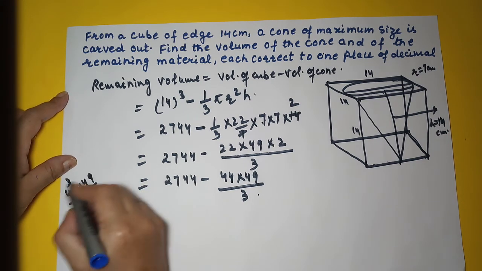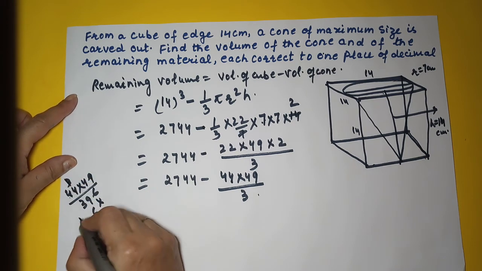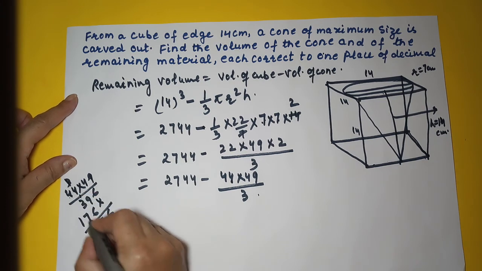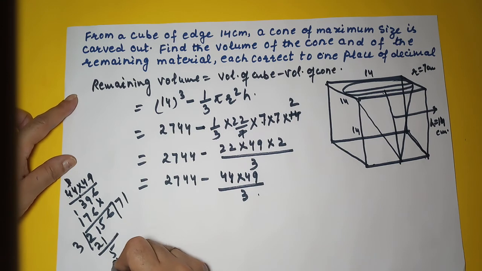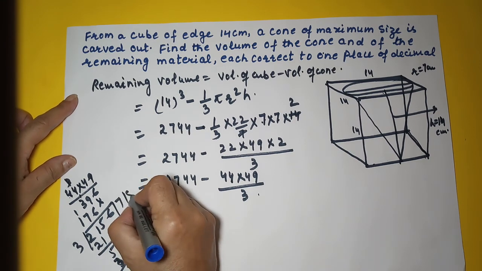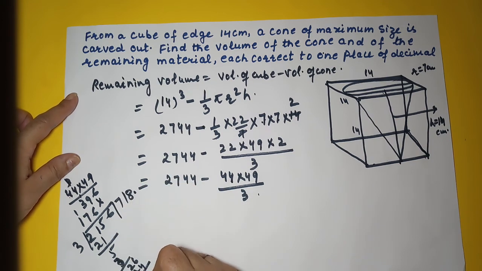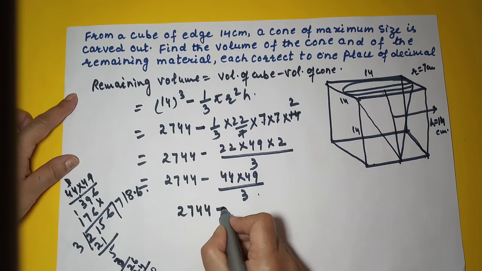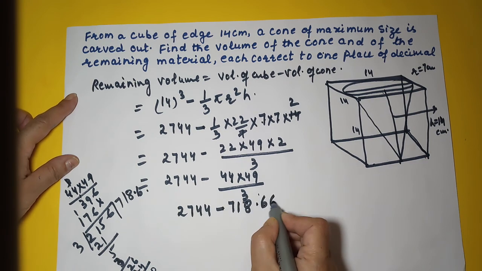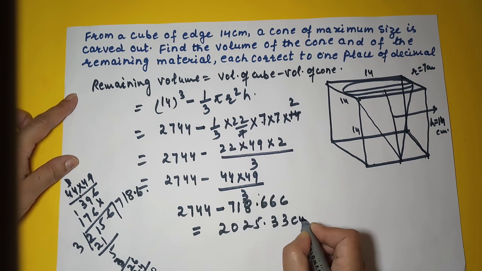So that is equal to 44 into 49, which is 2156. If you divide it by 3, we get 718.666. So this will be 2744 minus 718.666, which will be 2025.33 centimeter cube.